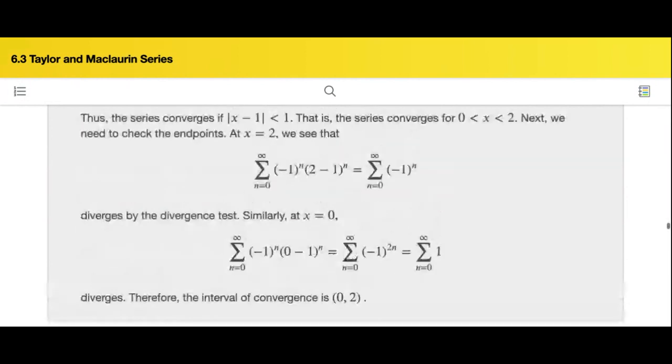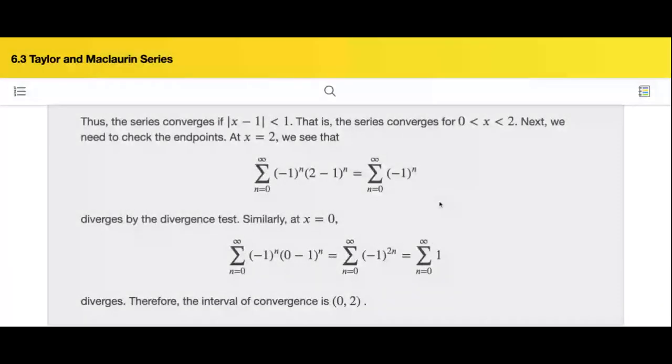Okay. And it diverges, so it converges in this, right? The interval of convergence is 0 to 2. And it converges to what? It converges to that. Diverges by the divergence test.